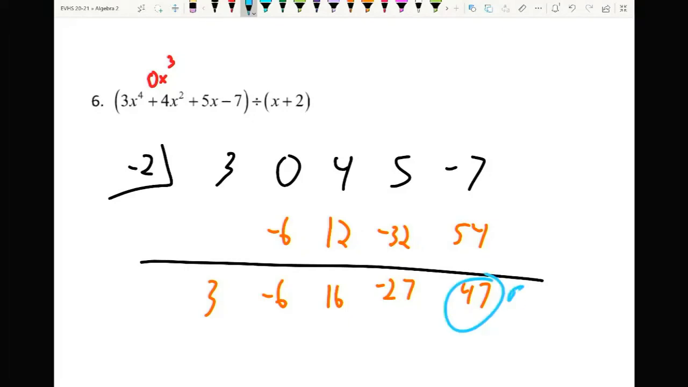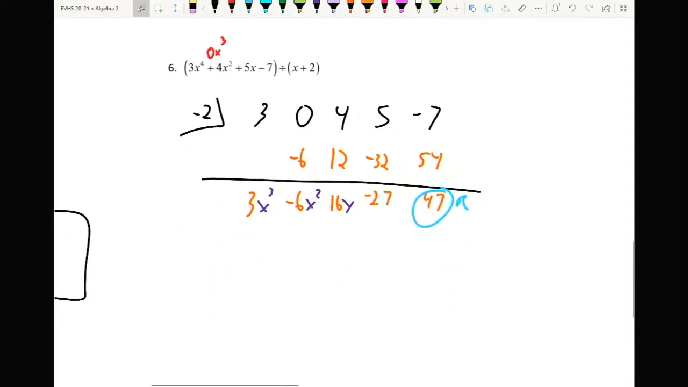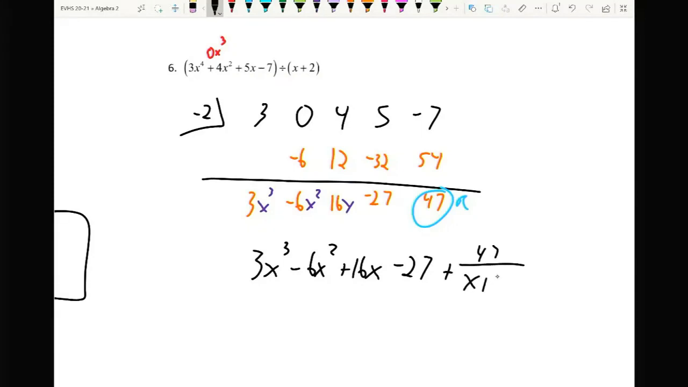That is my remainder. Let's add in our x's. So that's x to the 4th, decreased by 1 gives me x cubed, x squared, x. And so now I've got 3x cubed minus 6x squared plus 16x minus 27 plus 47 over x plus 2.